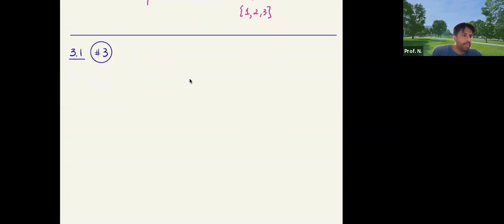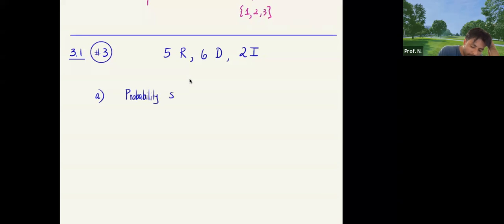The subcommittee stuff, yeah. So we have a Senate committee, and it consists of 5 Republicans, 6 Democrats, and 2 independents. A subcommittee of 3 members is randomly chosen. What is the probability that the subcommittee consists of 3 Republicans? So I want the probability that the subcommittee has 3 Republicans.